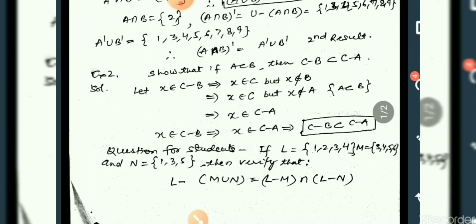Now children, one question is for you to solve at your own level and write it in the comment box. Question for students: if L is equal to {1, 2, 3, 4}, M is equal to {3, 4, 5, 6}, and N is equal to {1, 3, 5}, then verify that L minus (M intersection N) is equal to (L minus M) intersection (L minus N).